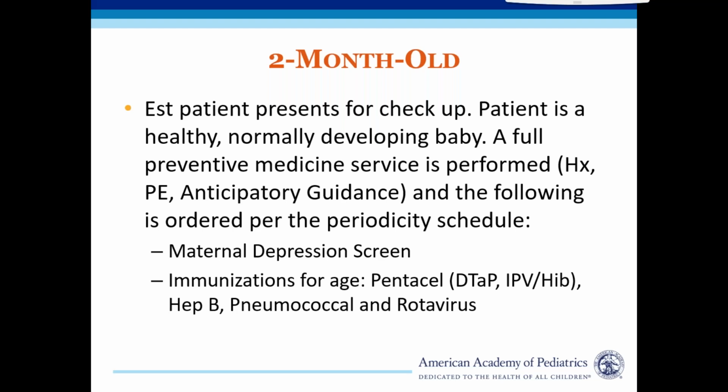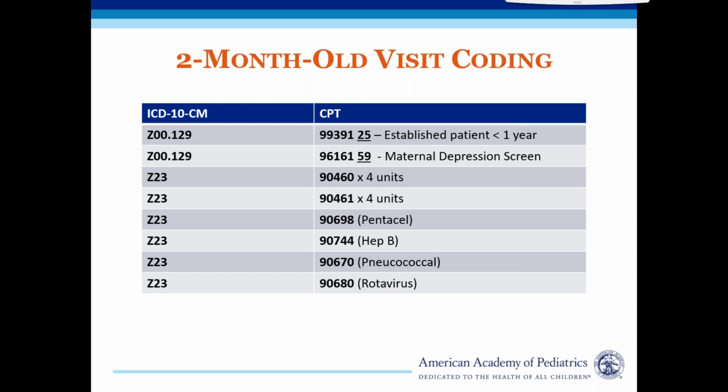So we're going to look at a few other vignettes overall. For a 2-month-old check, we have an established patient that presents for her checkup. Patient is healthy, normally developing. A full preventive service is done. And following the periodicity schedule, the following is ordered. So we have a maternal depression screen and immunizations for age. So our Pentacel, our Hep B, pneumococcal, and rotavirus. So this is how the coding is going to pretty much lay out.